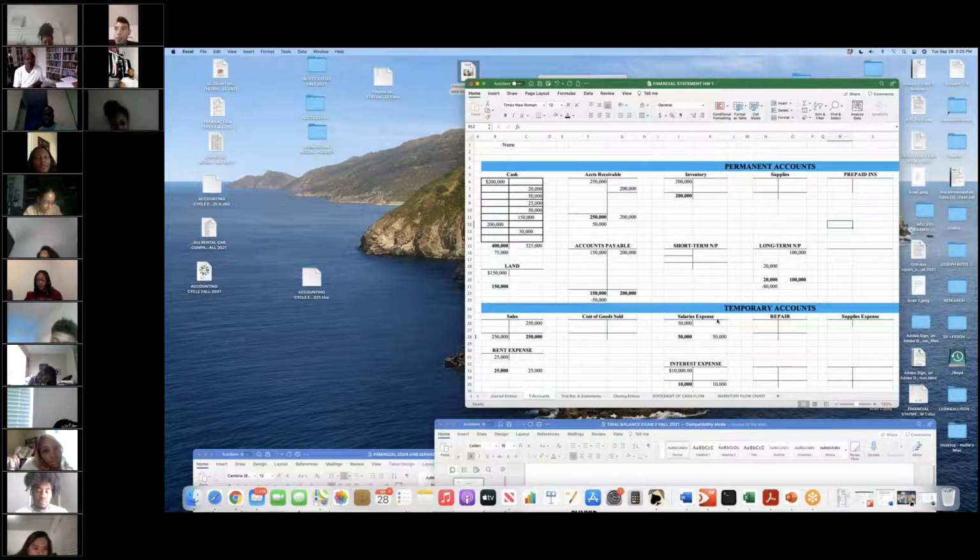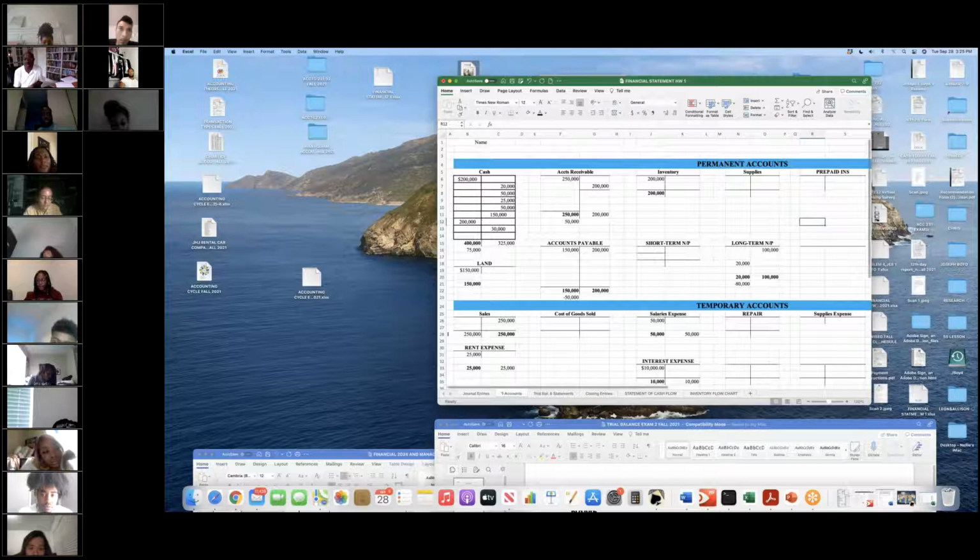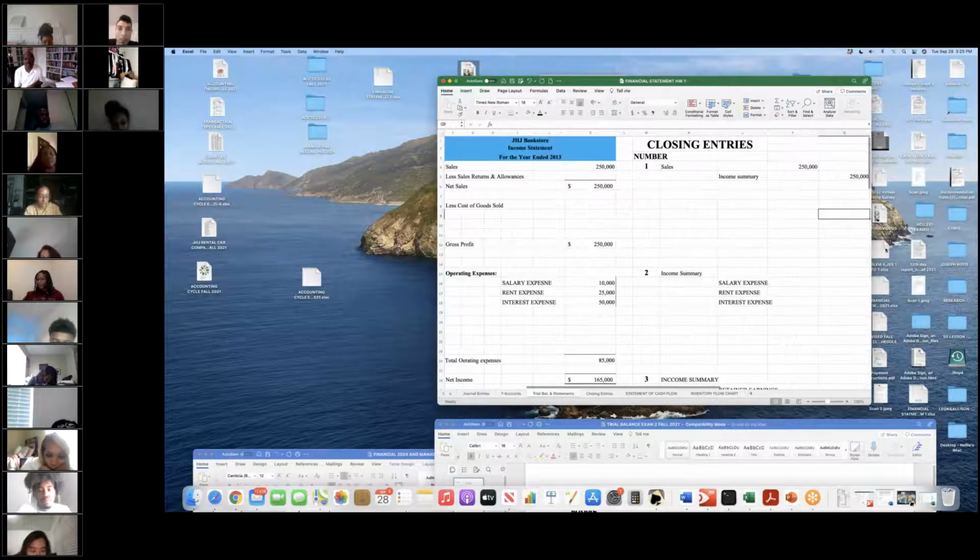I've got the Roman numerals down, so hopefully you can see those, that instead of using numbers, I'm using the Roman numerals, and that's closing entry 1. So let's go to closing entry 2. And once again, I got it set up right here for you as we close out these expenses.